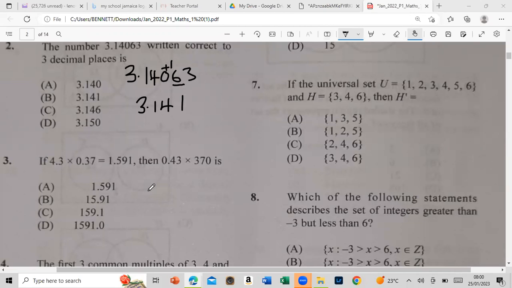Alright, number 3 says, if 4.3 times 0.37 is equal to 1.591, then 0.43 times 370 is. Alright, so guys, here's the trick to this. We're just going to count the number of decimal places, and that would be our answer. So this is our original number that we're working with. So here it should be 2 decimal places, because we have only 2 here, so this is going to be B, which is 15.91, because it should be 2 decimal places.